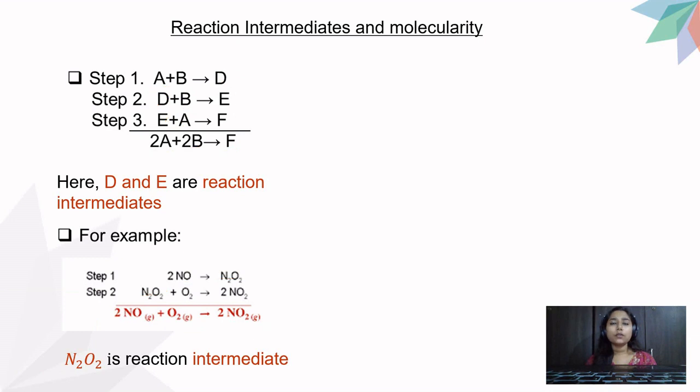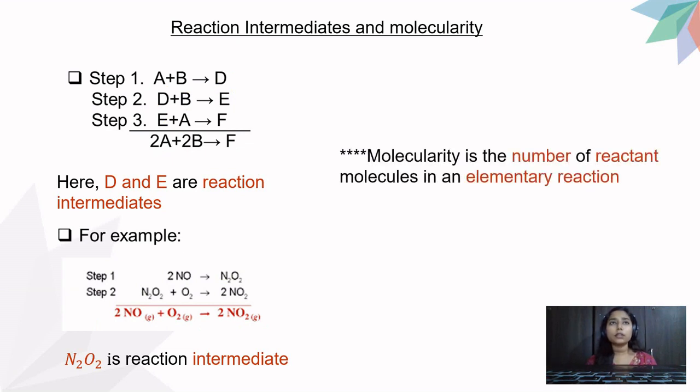Now the next thing which we'll study here is the molecularity. So I'll first define what is molecularity. Molecularity is nothing but the number of the reactant molecules in the elementary reaction. So how do you find the molecularity of any kind of reaction? Just see where your elementary steps are. So this is your elementary step 1, it is step 2 and this is your step 3. Next you just go with step 1.